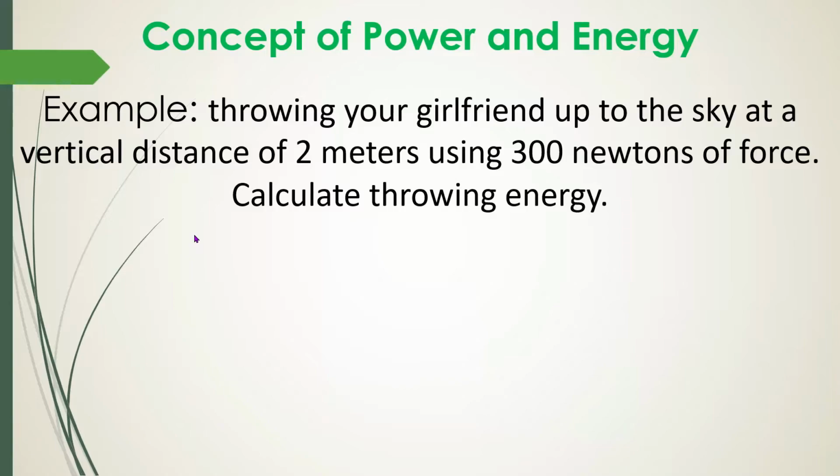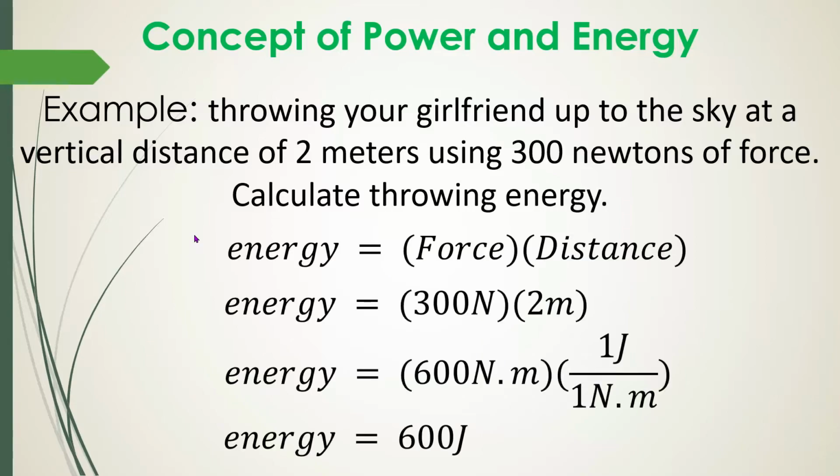Example, if you throw your girlfriend up to the sky at a vertical distance of 2 meters using 300 newtons of force, then the total energy you used can be obtained by multiplying the vertical distance of 2 meters and the 300 newtons force, which will have a total energy used of 600 newton-meters. And don't forget to catch her so that she will not crack your nuts.